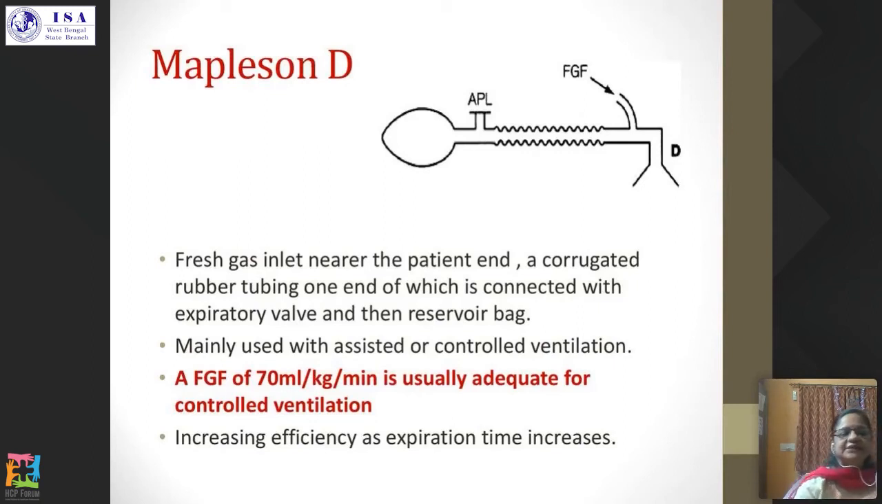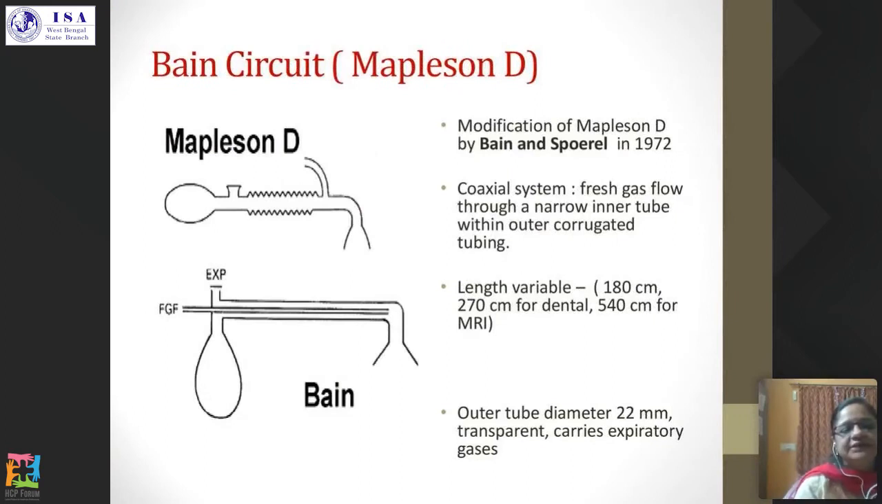Here the fresh gas inlet is near the patient end, and a corrugated rubber tubing at the other end is connected with the expiratory valve and the reservoir bag. It is mainly used with assisted or controlled ventilation. A fresh gas flow of 70 ml per kg per minute is usually adequate for controlled ventilation. It increases with the expiratory time. As the expiratory time increases, there is an increase in the efficiency of the Mapleson D system.